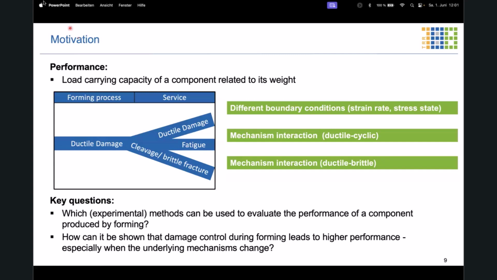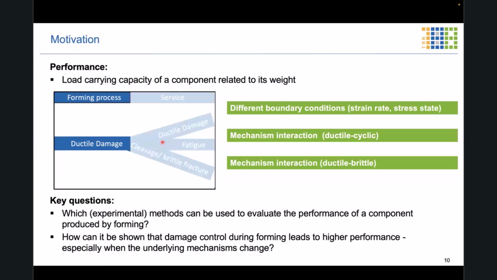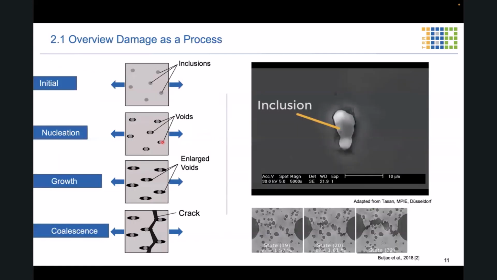So does it really make sense, in other words, to reduce ductile damage during forming by finding damage-controlled forming processes if later on fatigue loads become dominant for the service behavior of the component? So here we need to answer the question, do we have an interaction between those mechanisms? And what is the impact of this interaction? Anyway, we are going to start with those mechanisms that can be activated during the forming operations.